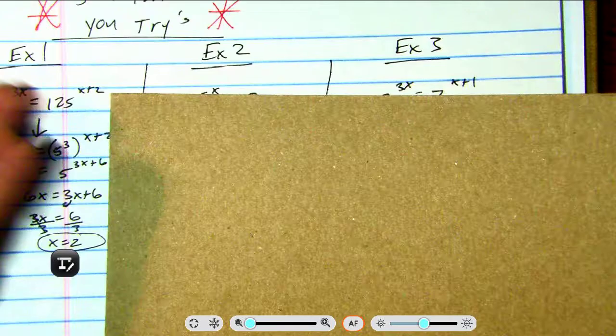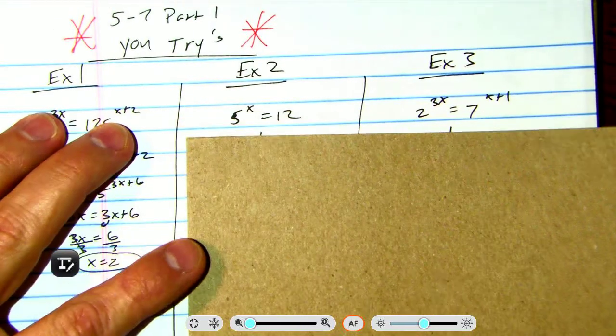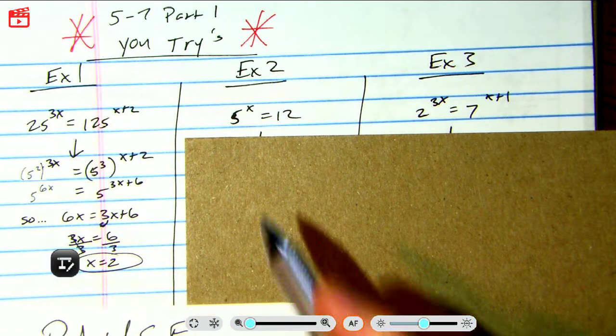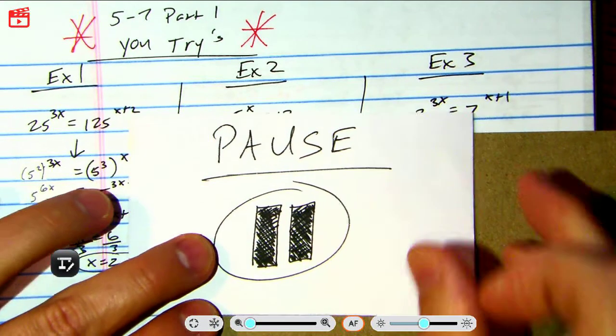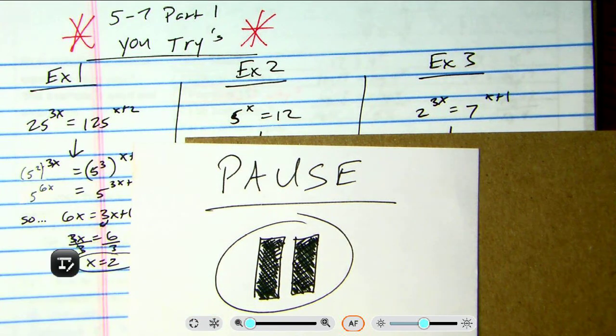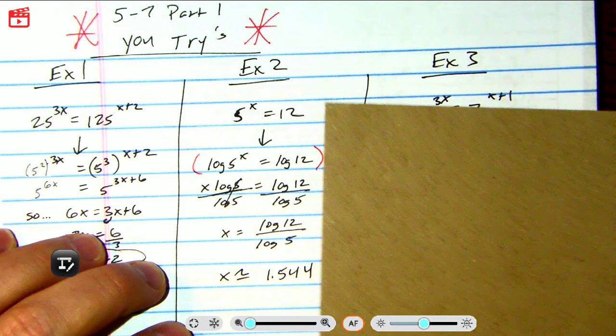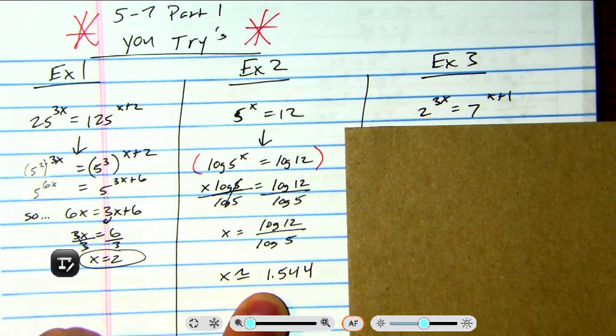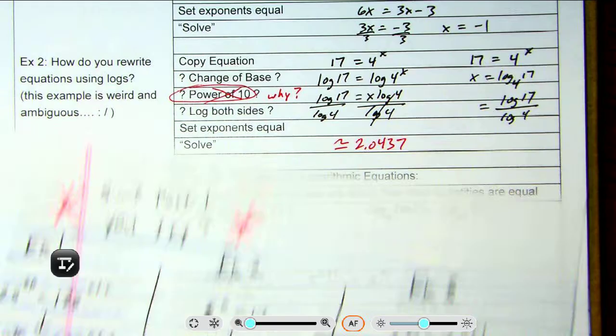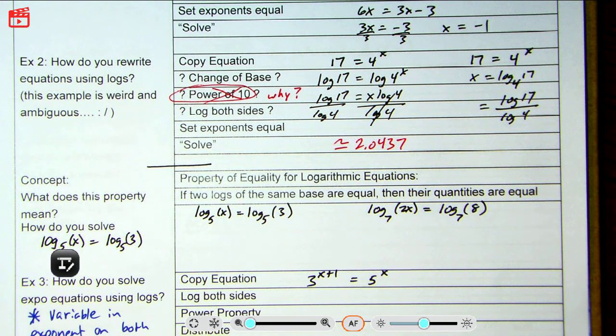For example 2 right here, there's your problem, 5 to the x equals 12. Pause that and try to find the answer. Okay, you should have found the answer was about 1.544. Okay, how did you do? Let's go on to the third example.